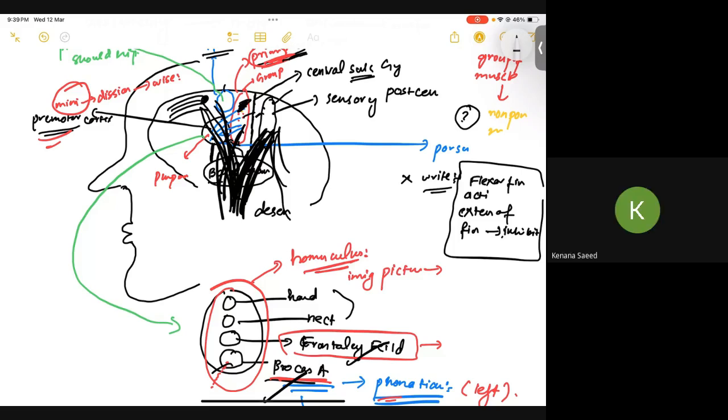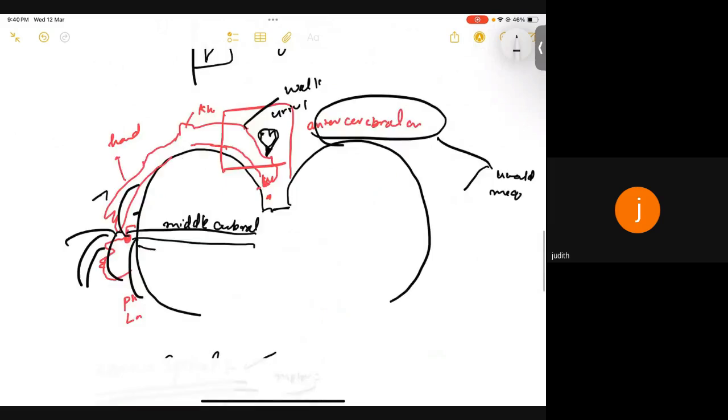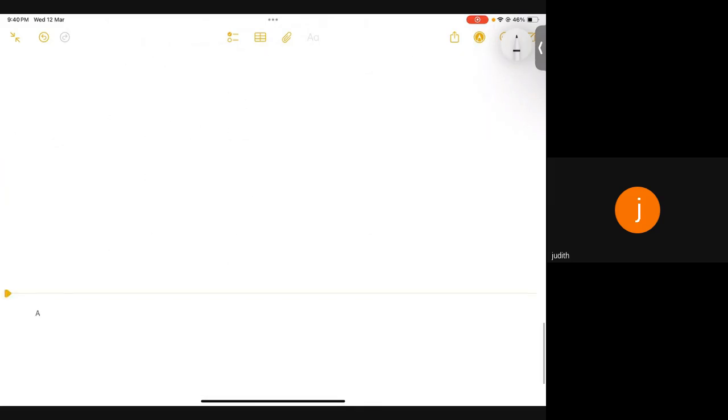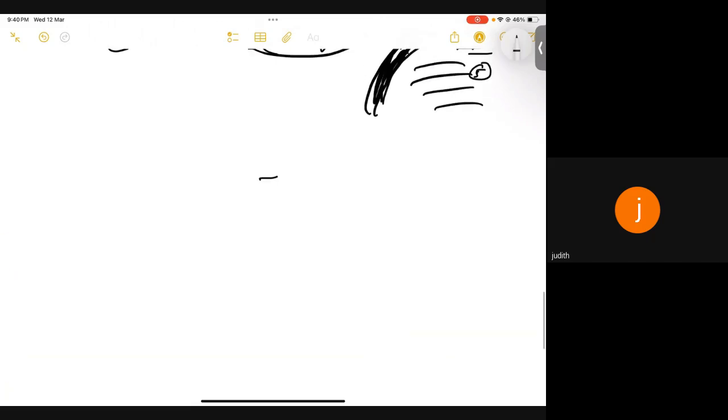Yes. Okay, so let me draw the picture, and it would be better to draw a picture of that. Okay, so for example, this is your brain.